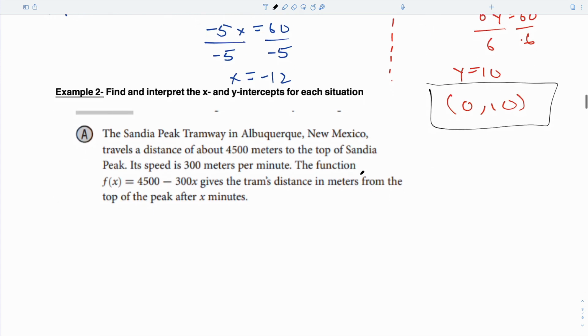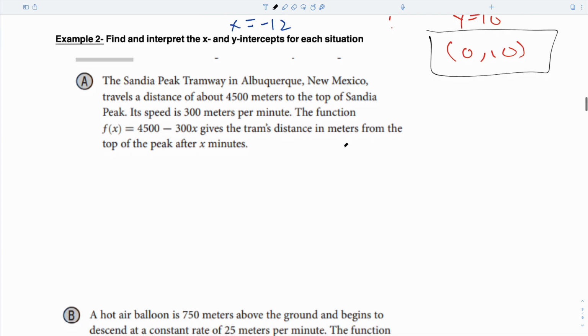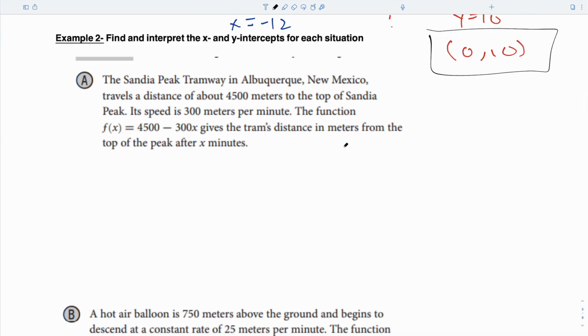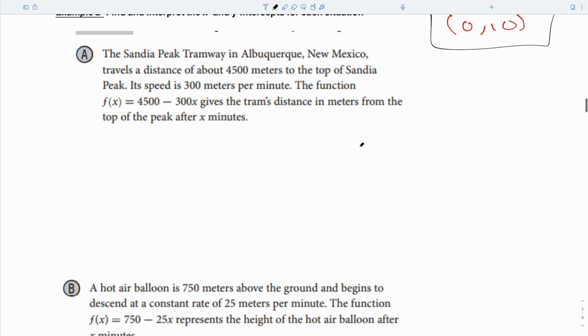Example 2, back to a word problem. Read it to us, please. Julia. In Albuquerque?